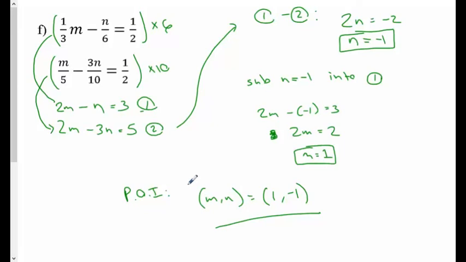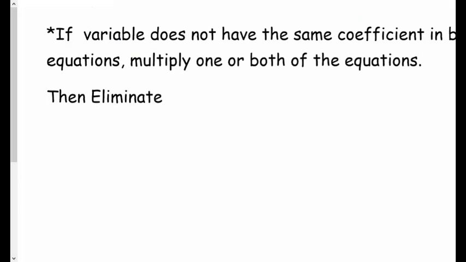Just to wrap things up for today's lesson, basically the only new thing we did today was look at equations where the coefficients didn't already match. So as a note for you guys, and maybe I can try and move this message so it fits on the whole screen. Actually, don't think I can do that. So if the variable does not have the same coefficient in both equations, multiply one or both of the equations.